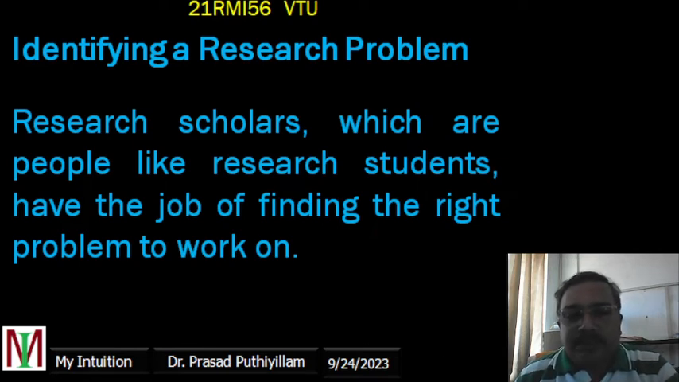Research scholars means research students. They have a job to find the right problem to work on. As a research scholar in CSE, computer science and engineering, just as an example, you might be responsible for identifying a problem in artificial intelligence, AI, such as a new, efficient natural language processing algorithm that you need to identify. So that is the point on this.